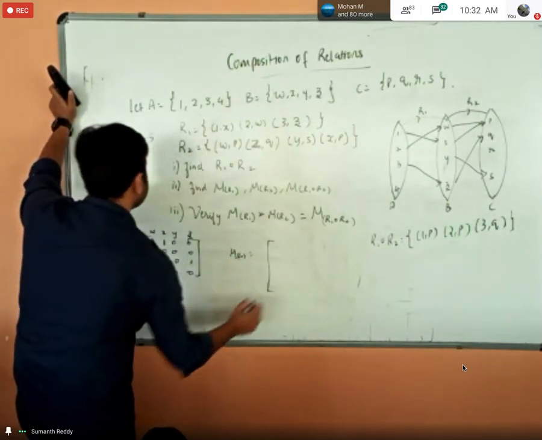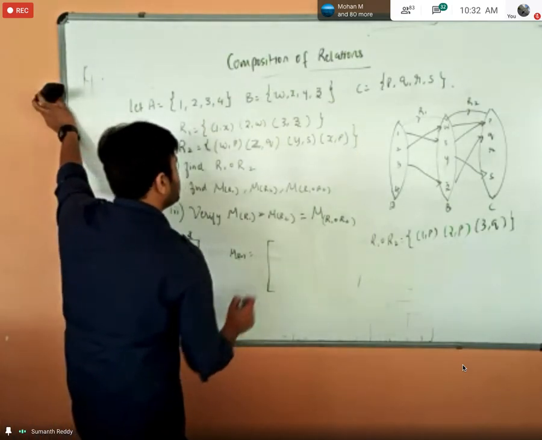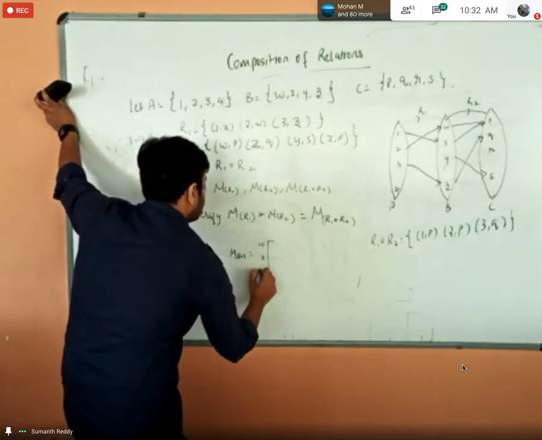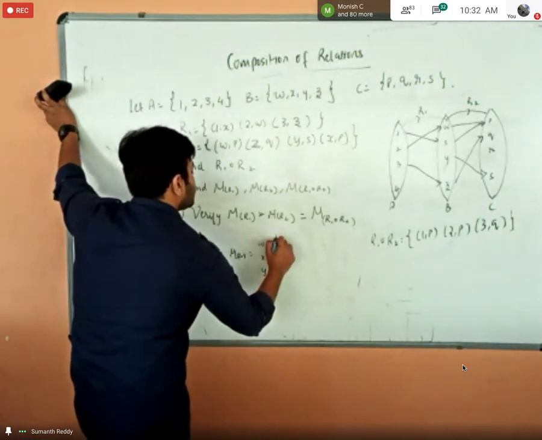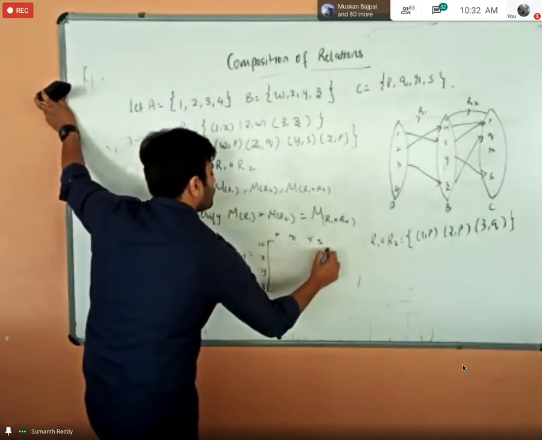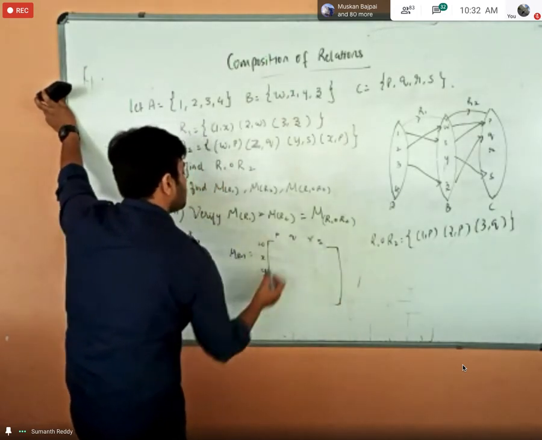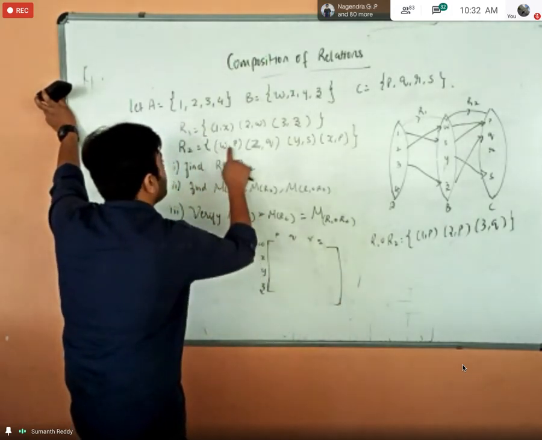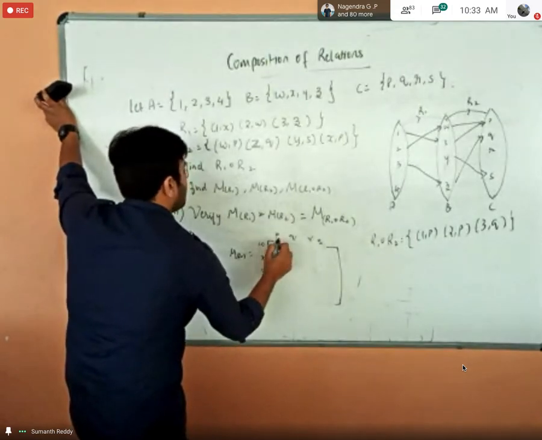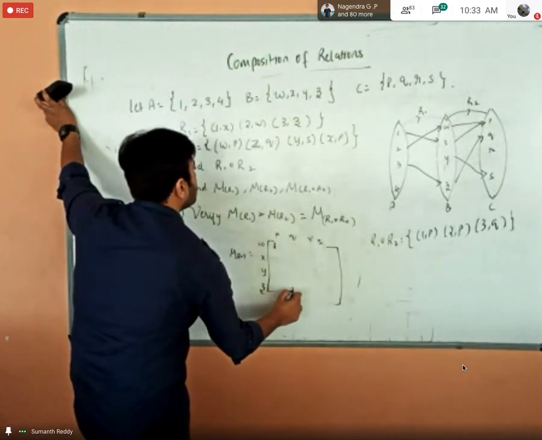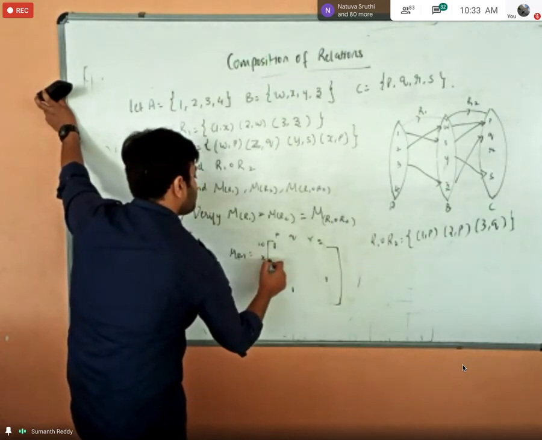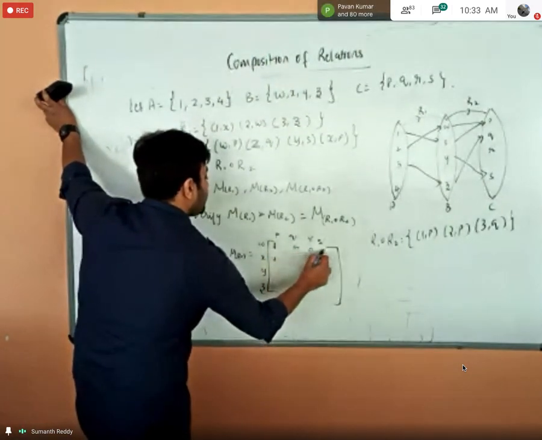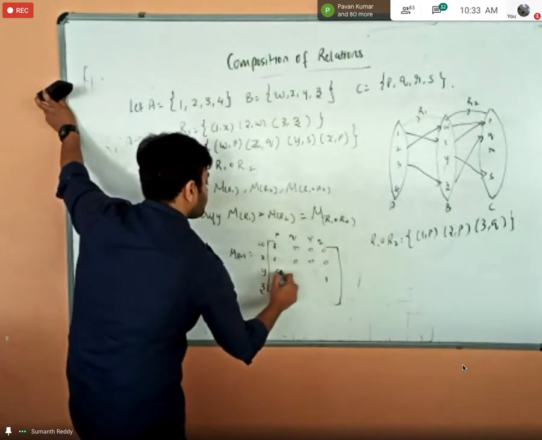This is a relation from set B to set C. So the row elements will be set B elements, and the column elements will be set C elements. Once you write this, it has the ordered pairs W to P, Z to Q, Y to S, and then X comma P. Okay, so all the remaining elements will be zeros.